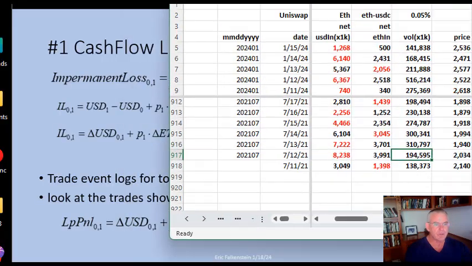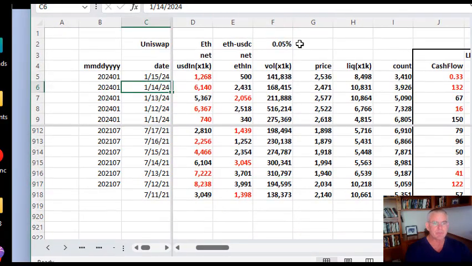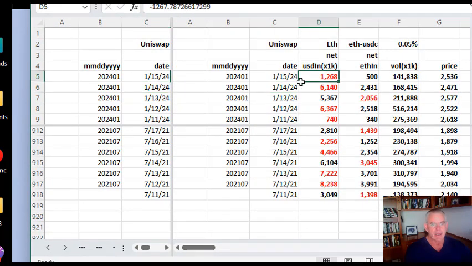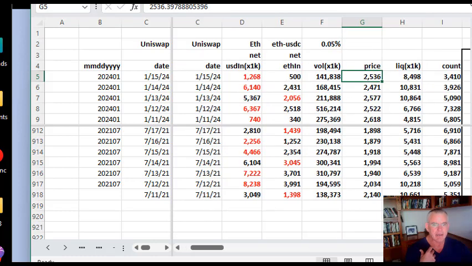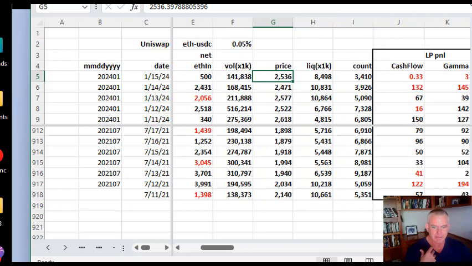So what I can do is look at something like Uniswap's 5 basis point pool. Every day I can go and look at, on this day, I took this around noon, how much USD went out, this is times 1,000, basically 1.2 million went out of the pool, and 500 ETH went into the pool. Okay, and given the price at the end of the day, or at the end of this little sample here, I can calculate the P&L. How do I do that?